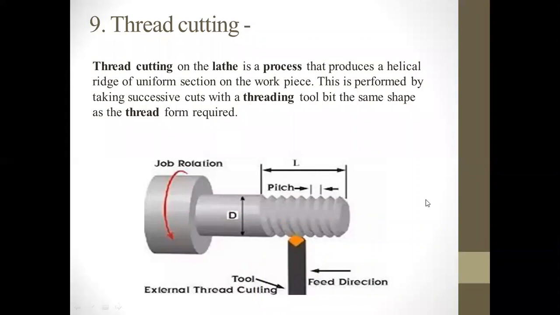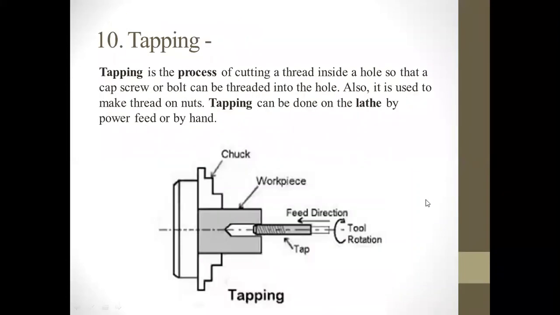The next operation we do on the lathe machine is the tapping operation. Tapping is nothing but providing internal threads on the job by using the lathe machine. Tapping is a process of cutting a thread inside a hole so that a cap screw or bolt can be threaded into the hole. In this operation, it is possible to generate internal threads.